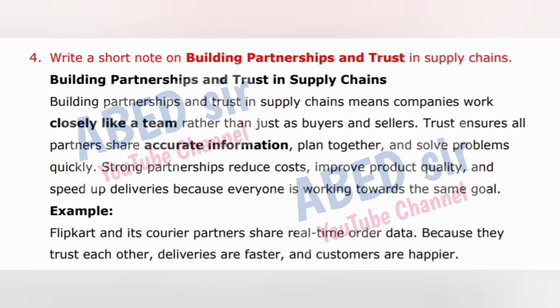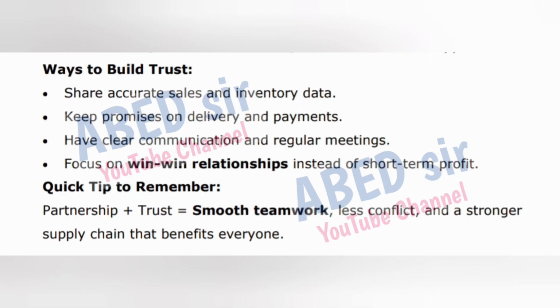Example: Flipkart and its courier partners share real-time order data. Because they trust each other, deliveries are faster and customers are happier. Ways to build trust: share accurate sales and inventory data. Keep promises on delivery and payments. Have clear communication and regular meetings. Focus on win-win relationships instead of short-term profit. Quick tip to remember: partnership plus trust is equal to smooth teamwork, less conflict, and a stronger supply chain that benefits everyone.